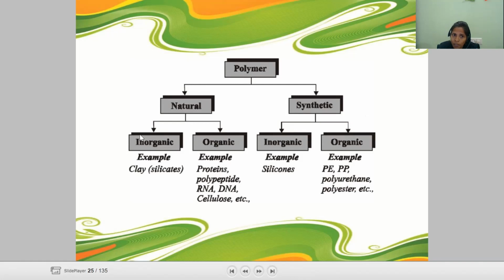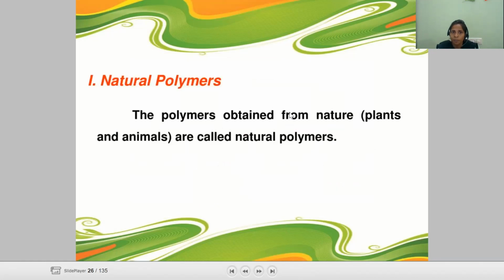And in natural polymer, the inorganic polymer is clay because it has silicates. And whereas organic polymers are protein, polypeptide, RNA, DNA, cellulose. These are the examples of the organic natural polymers. And in synthetic, inorganic polymers are silicones, which are used in silicone rubbers. And whereas organic polymers are polyethylene, polypropylene, polyurethane, polyester, PVC. All these are examples of the organic polymers. And this is about classification based on the source.